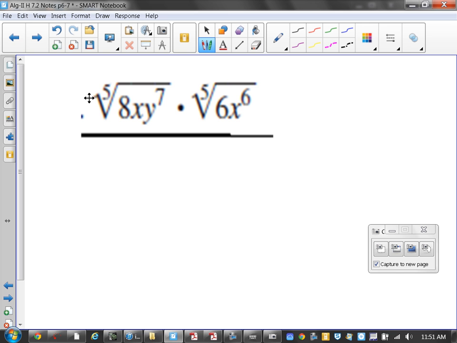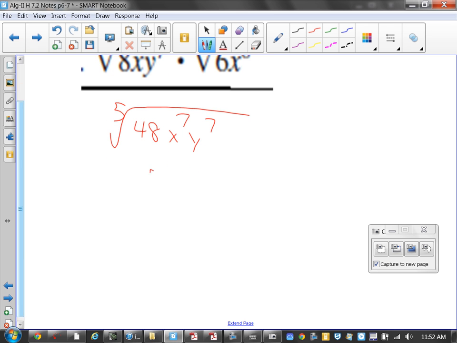Oh, that's easy. I can rewrite this as a giant 5th root: 48 x to the 7th, y to the 7th. Yeah, 5th root of 48. Remember, the easiest 5th root to know is 2. So 32 doesn't go into 48, does it? No. So there's no perfect 5th root that goes into it, so the 48 stays under.